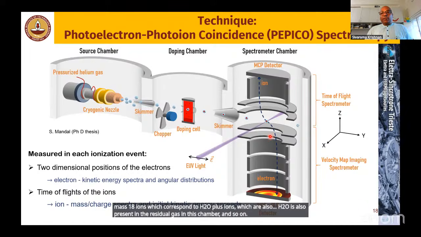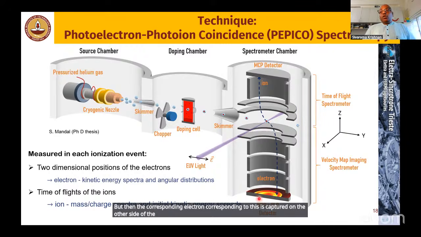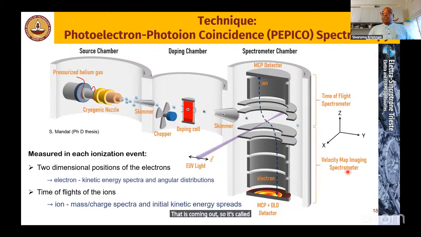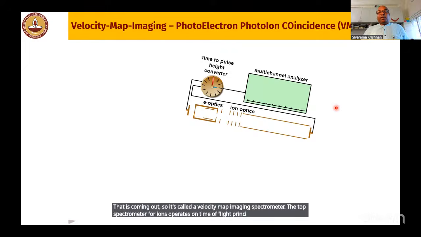A matter of technical detail once again. The corresponding electron is captured on the other side using a position sensitive detector. I will have more to say about both these spectrometers in the next view graph. The bottom spectrometer images the electron cloud that is coming out, so it's called a velocity map imaging spectrometer. The top spectrometer for ions operates on the time of flight principle, so it's called a time of flight spectrometer.